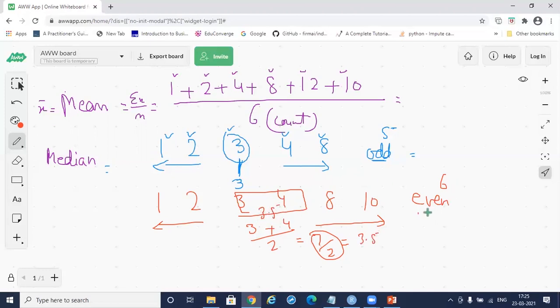So whenever we have an even number of data points, to find the median, put all the values into ascending order, then add the two middle values and divide by 2. That is the median value here.